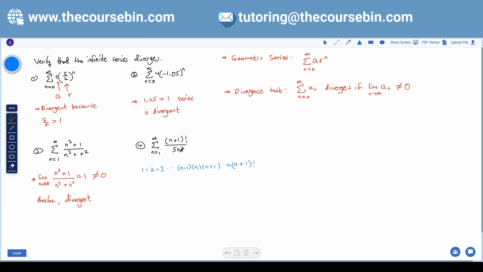Same idea with 5n factorial, right? So you can factor out the 5 as a 1 over 5, but let's look at what n factorial is, right? So again, it's just the product of all of the numbers coming before n up until you get to n minus 1 times n, right? So this is your n factorial.